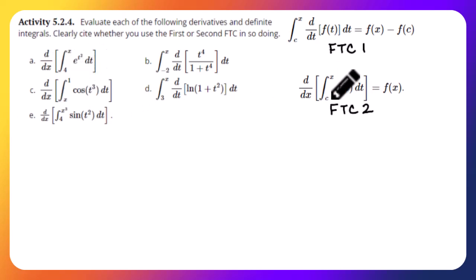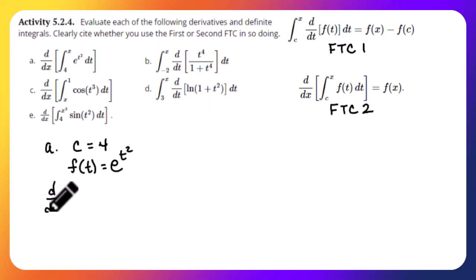So what we want to do is to match up the different parts. Notice we have an integral here from 4 to x. Here we have an integral from c to x. So for part A, our c is equal to 4. And we have our integrand is a function of time. And over here, our integrand is e to the t squared. So we have f of t is equal to e to the t squared.